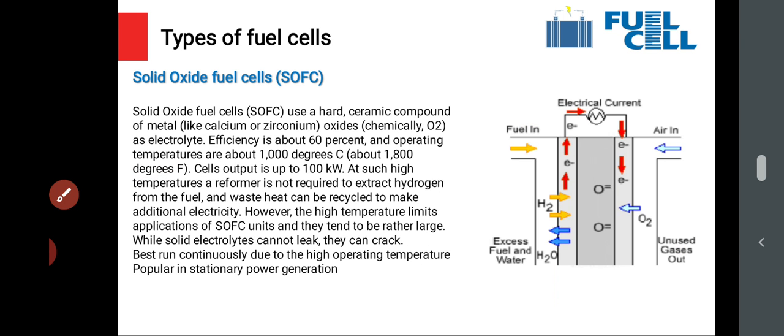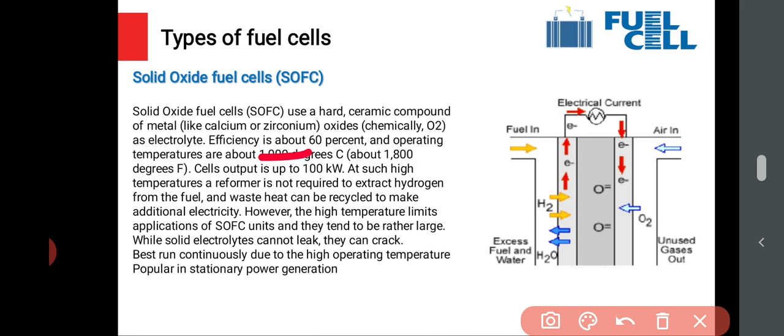The last type of fuel cell is a solid oxide fuel cell. In this case, we use hard ceramic compound metal, calcium or zirconium oxides. Electrolyte is solid in this case also. Efficiency is about 60%. The operating temperature is very high, around 1000 degrees centigrade. The output of the cell is 100 kilowatt.